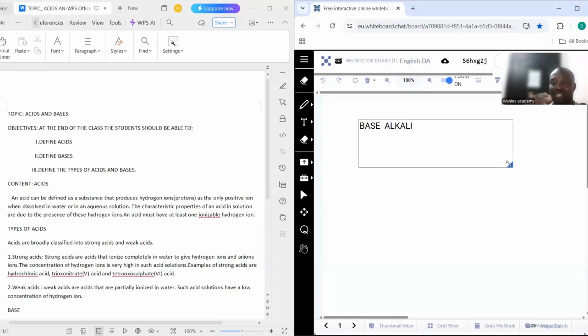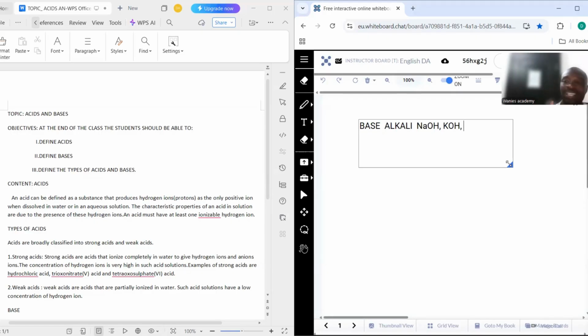So now let's have typical examples of bases. Sodium hydroxide, NaOH, is an example of a base. It's also an alkali because it's a base that can dissolve in water. The other example is potassium hydroxide, KOH. This is another example of a base. It's also an alkali because it can dissolve in water.